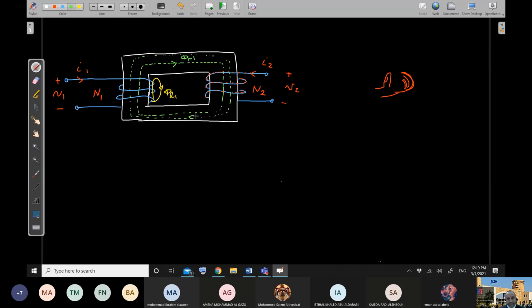So this one I will call phi M2. In the same sense, part of the flux only links the coil itself, and this one I will call the leakage flux for coil number 2. And simply this is a magnetic circuit, a symbol, with 2 coils. So this is what we call a magnetically coupled circuit.